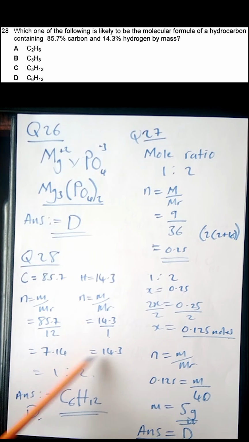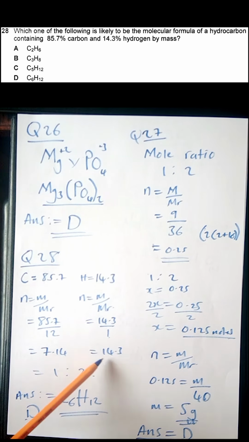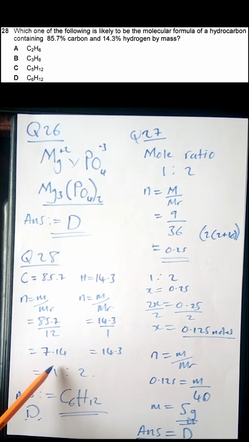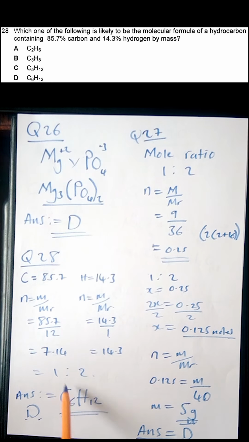From this, we can see that the mole ratio, since the smallest number is 7.14, we divide by 7.14 here, even here 7.14, we're going to have 1 there and 2 there. From the list given on the multiple choice, the ratio which shows that carbon is in the ratio of 1 to 2 to hydrogen is actually C6H12, because when we divide 6 by 6 we get 1, 6 into 12 we get 2. So D is actually the answer.